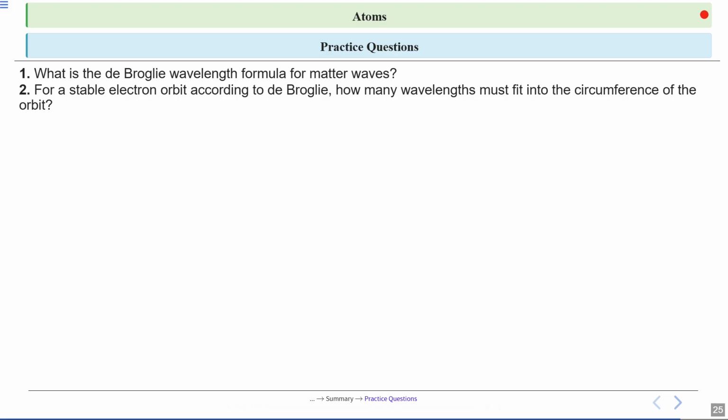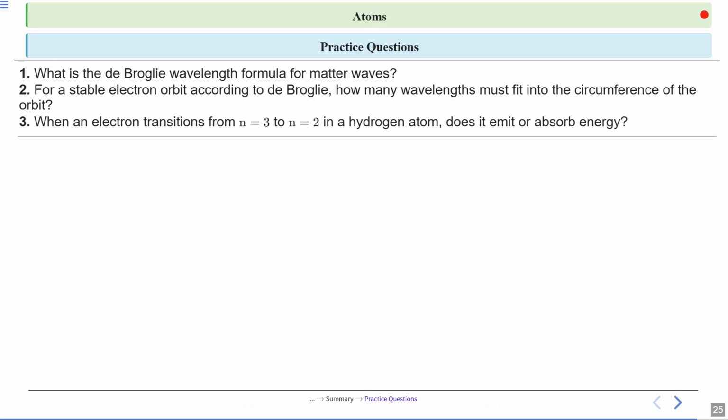Okay, now let's see the second question. According to de Broglie, how many wavelengths must fit into the circumference of the orbit for a stable electron orbit? Next, what happens when an electron moves from a higher energy level like n equal to 3 down to a lower one like n equal to 2 in a hydrogen atom? Does it emit energy or absorb energy?